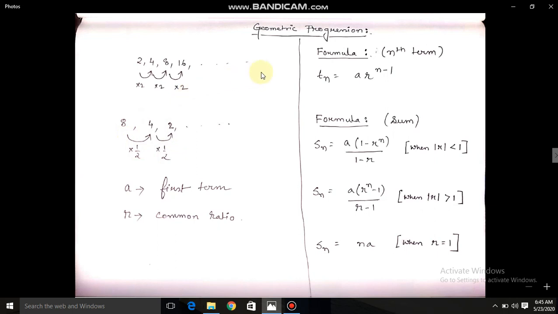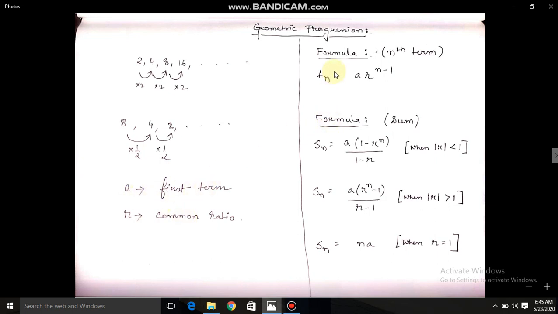So understood, geometric progression is a sequence or series in which the second term is obtained by multiplying or dividing something. What is that something called? That is called the common ratio, to the first term. Okay, so the first term is A and the common ratio is R. Common ratio is obtained by T2 divided by T1, that is the second term divided by the first term. If you do, you will get the common ratio. In arithmetic progression, it was T2 minus T1, and in geometric progression, it is T2 divided by T1. Okay. And A is the first term.